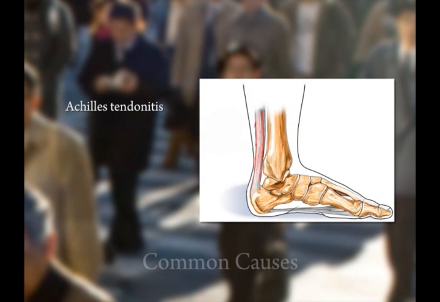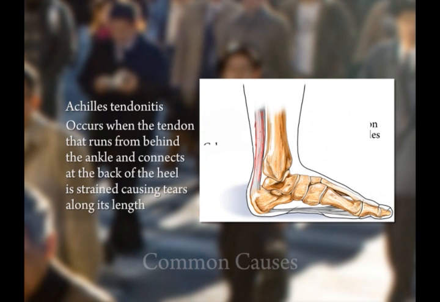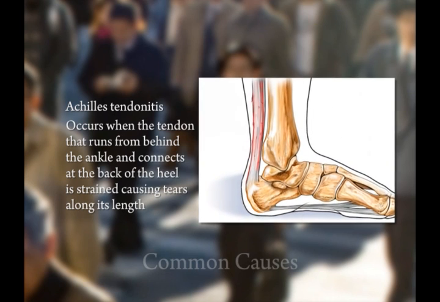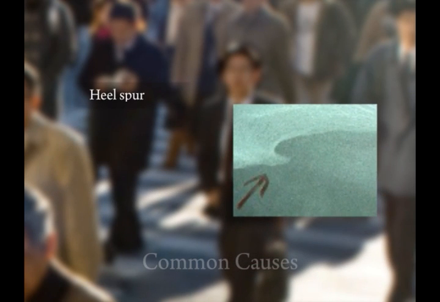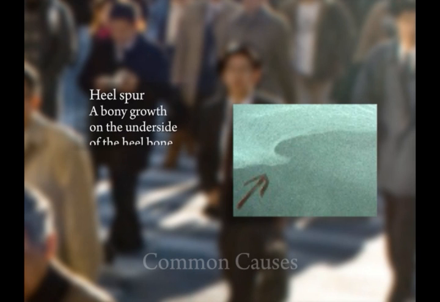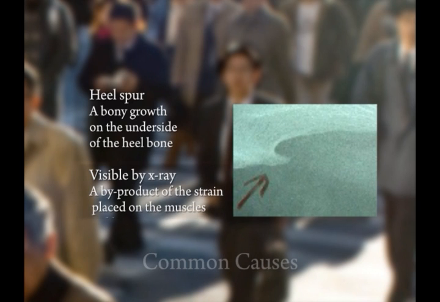Achilles tendonitis can cause pain in the back of the heel. This condition occurs when the tendon that runs from behind the ankle and connects at the back of the heel is strained, causing tears along its length. The result is pain, inflammation, and possibly the development of a heel spur. A heel spur is a bony growth on the underside of the heel bone. Visible by X-ray, a heel spur is typically a byproduct of the strain placed on the muscles and ligaments of the foot.